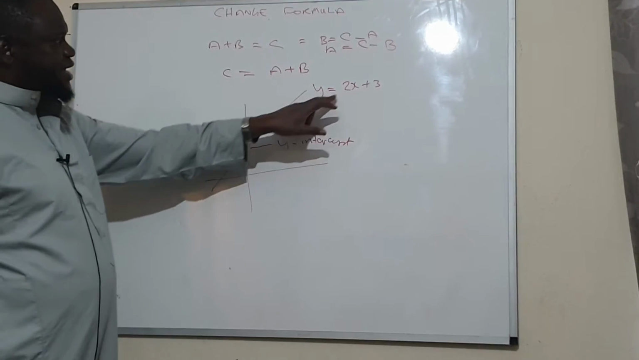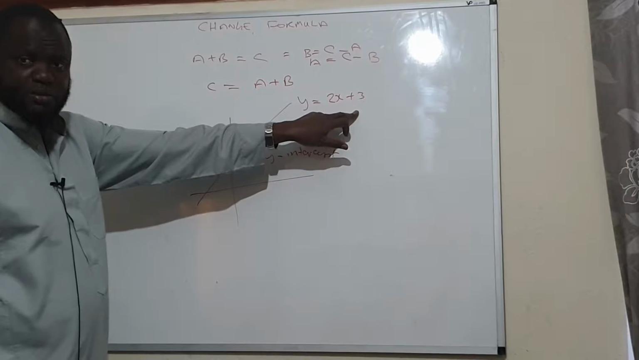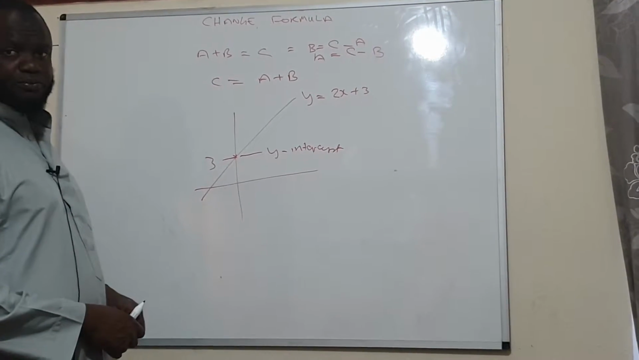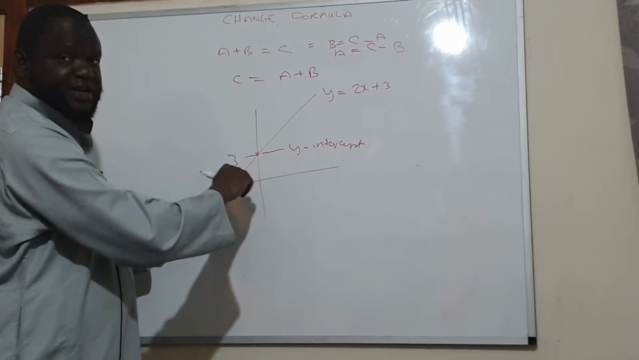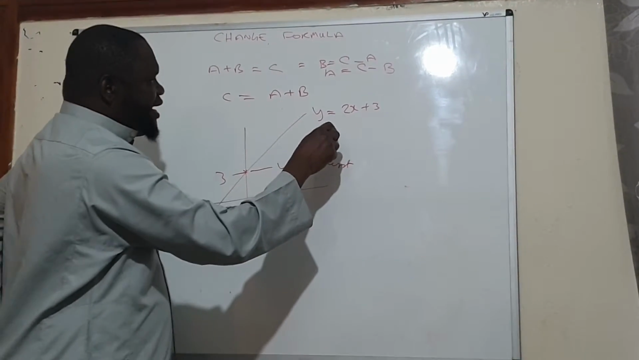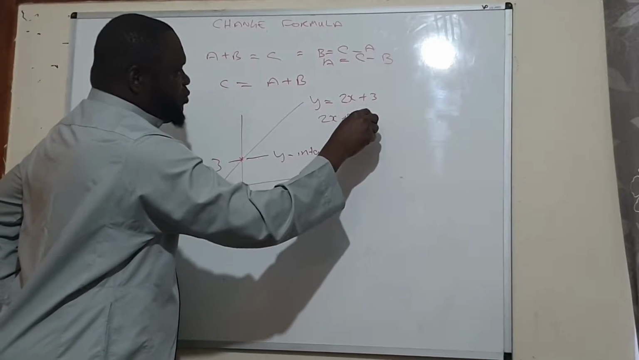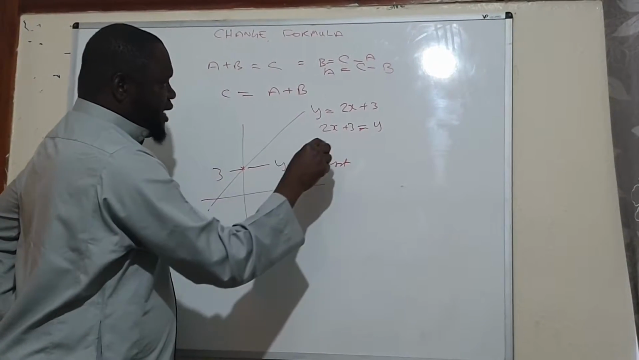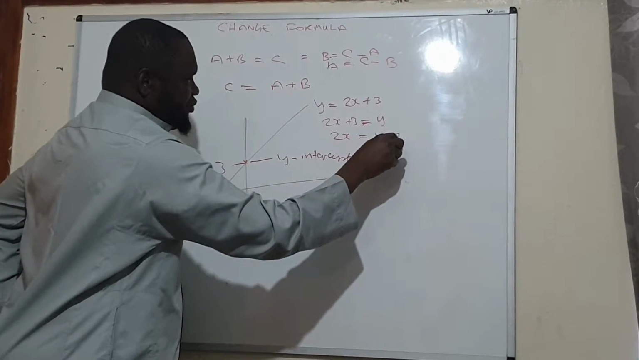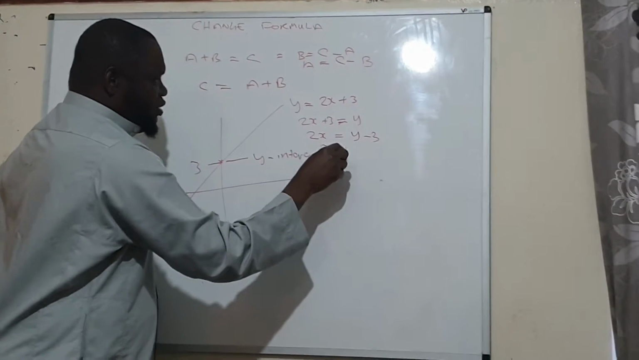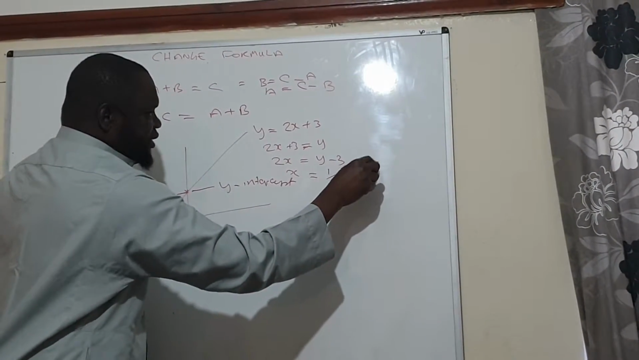But here, y is the subject. Y is equal to 2x plus 3. But what is x? By doing that, you can easily calculate where it crosses both the lines. Because we are going to say then 2x plus 3 is equal to y. Then 2x is equal to y minus 3. X alone will be half of y minus 3.